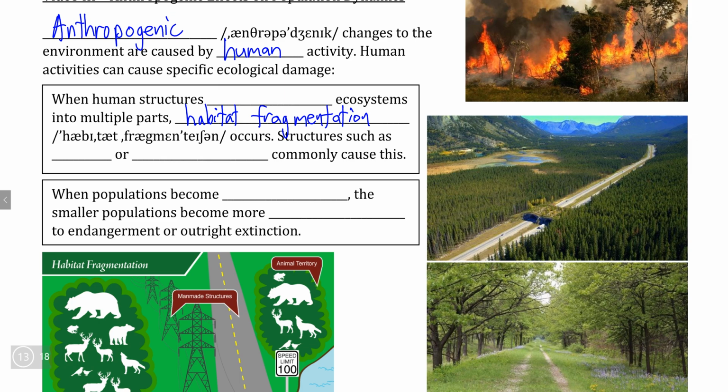For example, if we take a look at this road going through a North Canadian boreal forest, we can see that this road here actually takes a forest that used to be a single ecosystem and divides the ecosystem into multiple parts, hence the term fragmentation, to break apart into smaller structures. So one example of a human activity that can cause this is, as we see in the picture, building structures like roads, but also electrical power lines are another example of a human structure that can fragment a habitat even unintentionally.